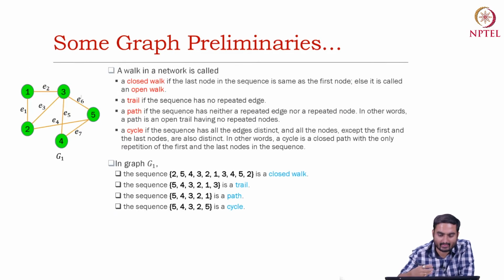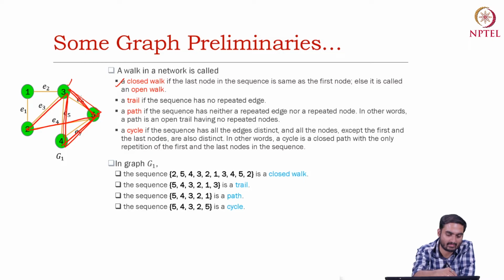Now let's make it a little constrained. There is something called a closed walk. What is a closed walk? A closed walk is a walk whose start node and end node are the same. So you start from 3, then 5, then 4, then 3. This is a closed walk. It can also be 3, 5, 4, 3, 2, 5, 3. This is also a closed walk.